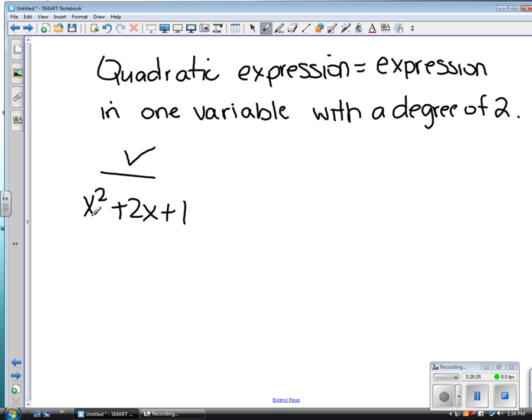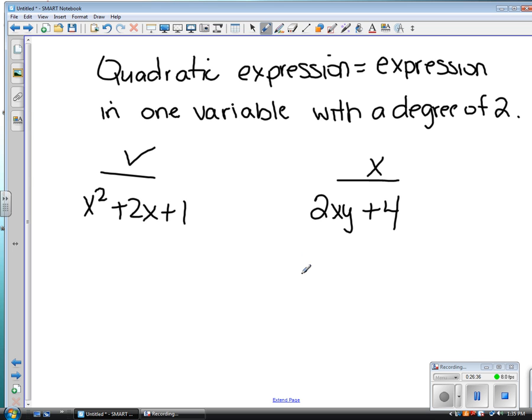Why? Because I only have one variable within there. Now, yes, I have an x squared and an x, but it's all still one variable, right? It's only x's. And I have a degree of 2. Do you agree that the degree of this polynomial is 2? Things it cannot be is 2xy plus 4. Well, I have a degree of 2, but I have two variables, so that kind of throws it out.